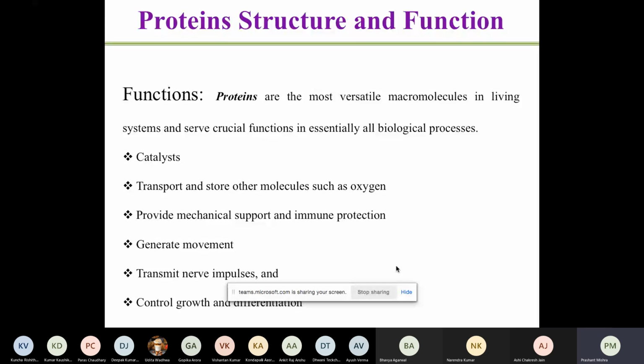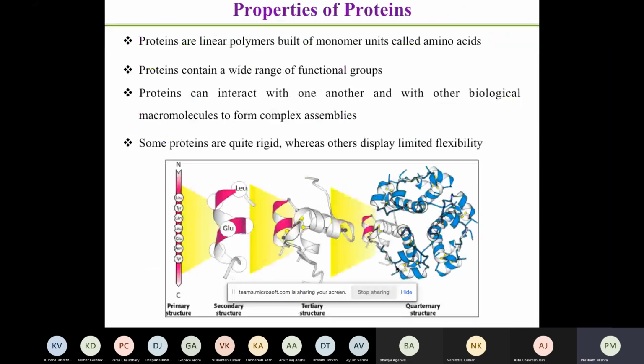Now coming to the previous class, where we talked about what proteins are and what their structure and function are. Looking at the function of the protein, you have learned that proteins are the most versatile macromolecules and they have certain crucial functions, which we have discussed. Now we are moving on to the properties of proteins.